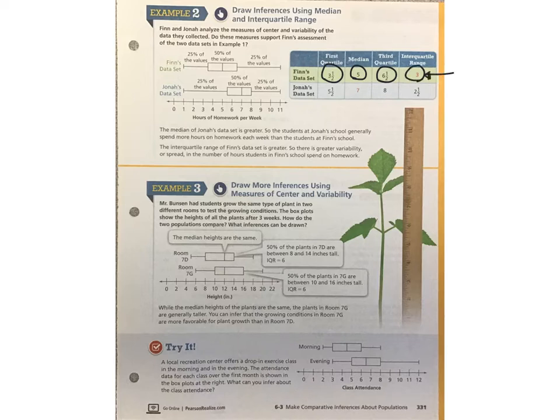Now how did they get 3? Remember that the range is the difference. So we're looking for the difference between the third quartile and the first quartile. So 6.5 take away 3.5 is where that interquartile range 3 comes from. In Jonah's data set, his first quartile was 5.5 with a median of 7 and the third quartile of 8, making his interquartile range 2.5. Again, that comes from the difference between 8 and 5.5.